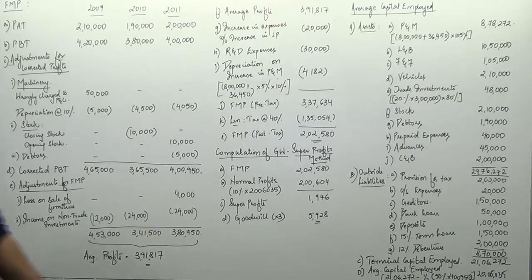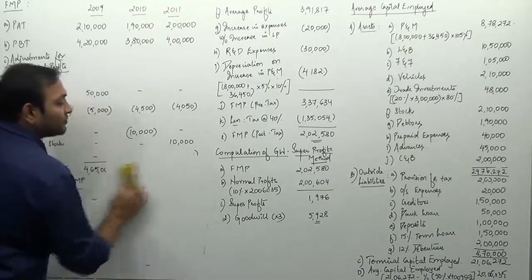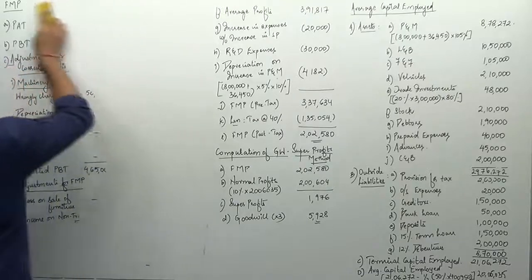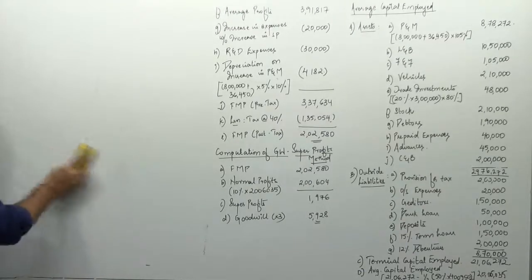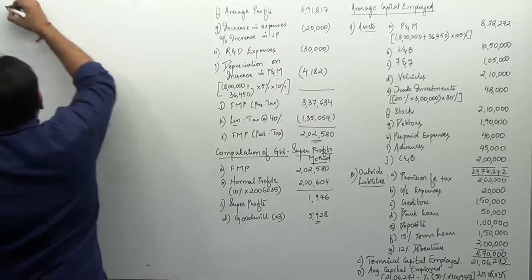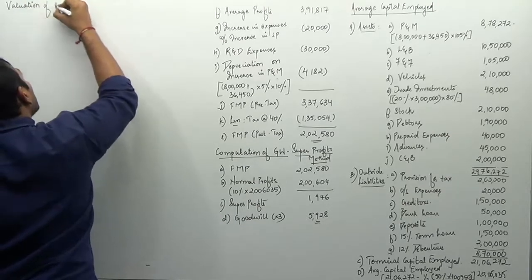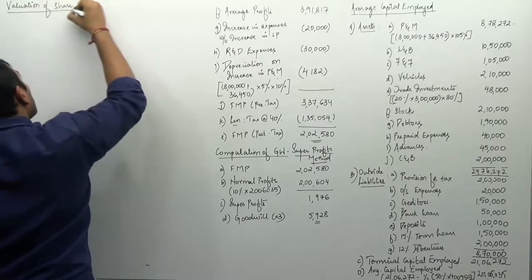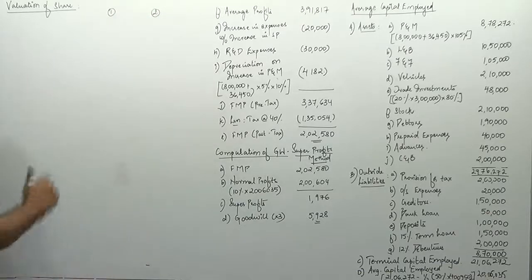Now we have to make an assumption because we have partly paid shares as well. We will make 2 assumptions. Assumption number 1, assuming that the calls will be made in the near future, and assumption number 2, where calls are not supposed to be made in the near future. I'm not writing the assumptions again. We have already seen those assumptions. So, valuation of shares. Assumption number 1, assumption number 2. Fill up the figures.